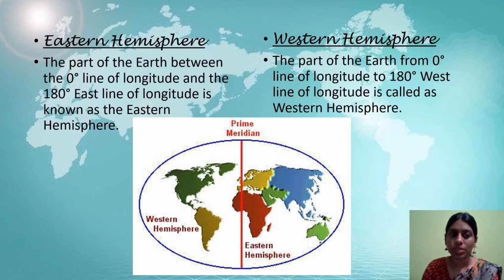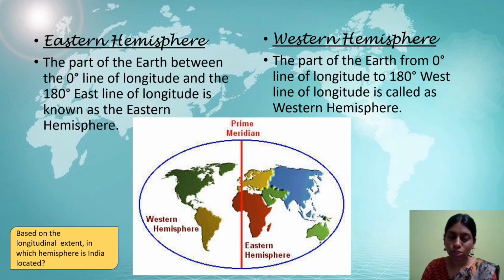Okay, so we will see about the eastern hemisphere and western hemisphere. Like we saw before, from the middle, which is the prime meridian, to the right side, point 180-degree east, this entire portion is the eastern hemisphere. So the right side is the eastern hemisphere, and the left side portion is the western hemisphere. That is, 0-degree middle to 180-degree west is fully the western hemisphere.